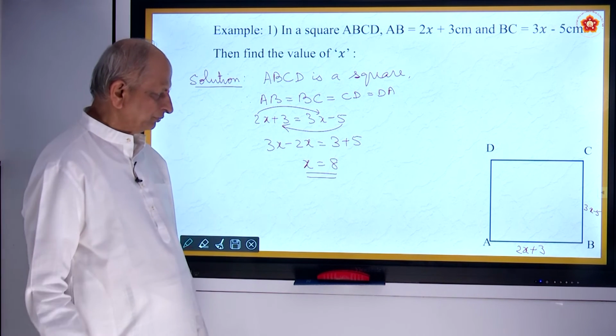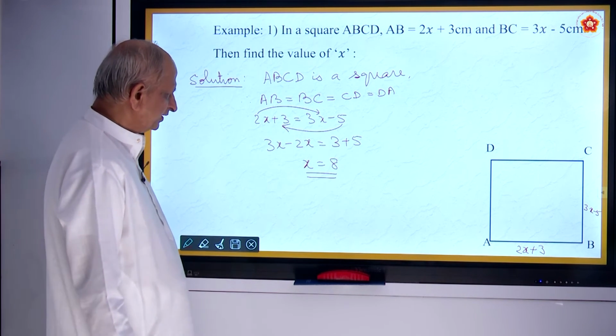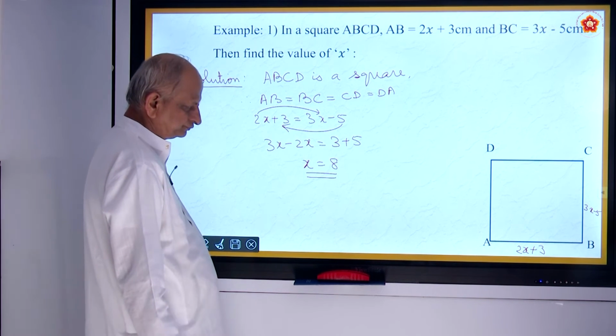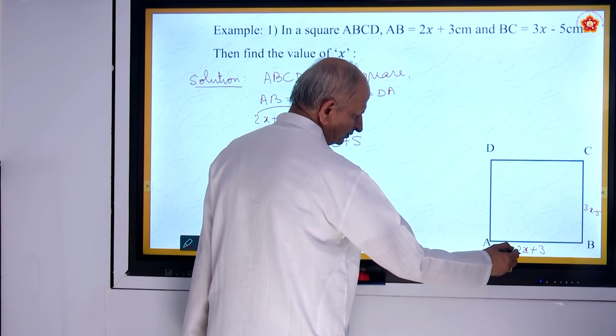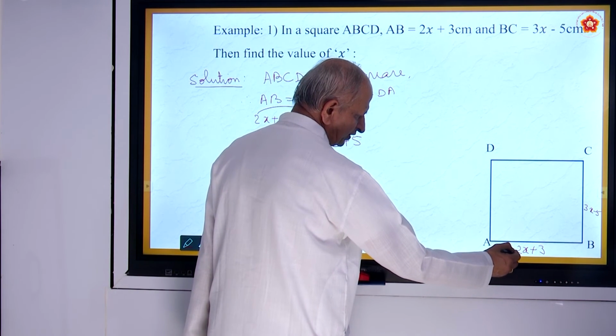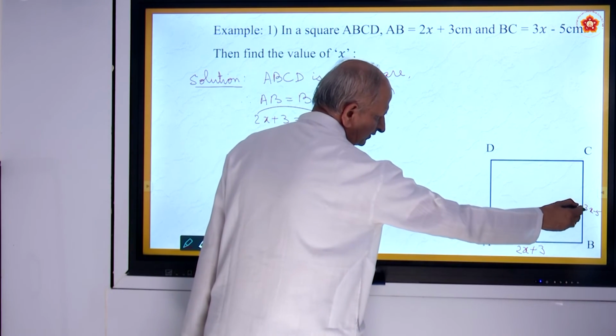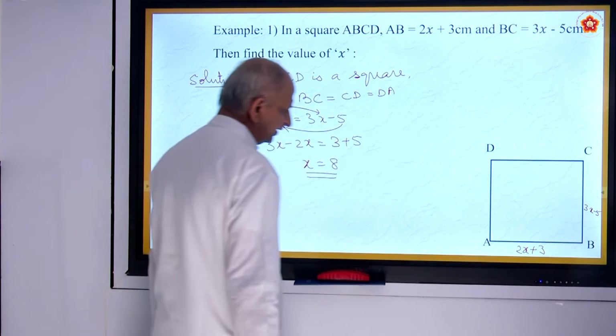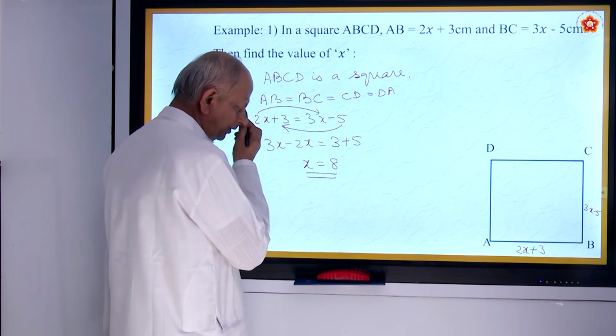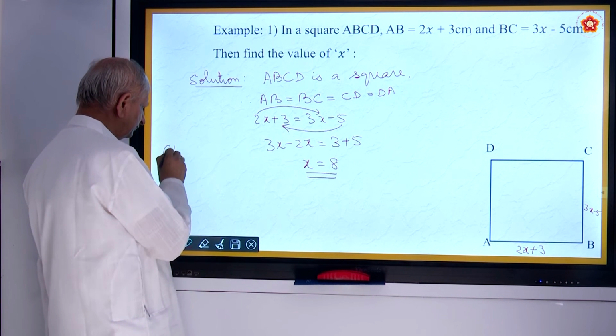You can check it also. If x is equal to 8, 2 into 8, 2 8s are 16 plus 3, 19. And here is 24 minus 5, 19. So that is called checking.